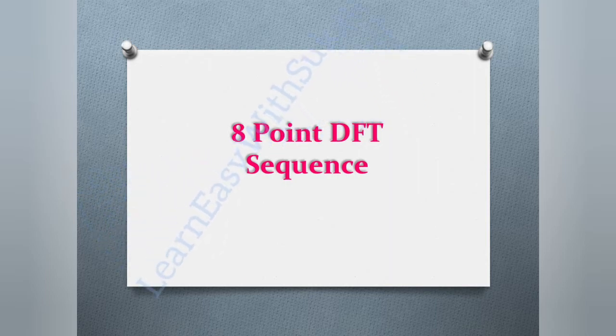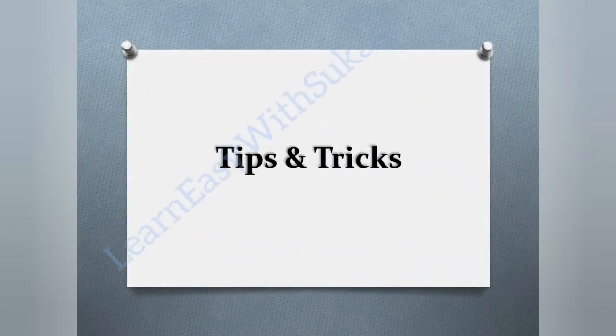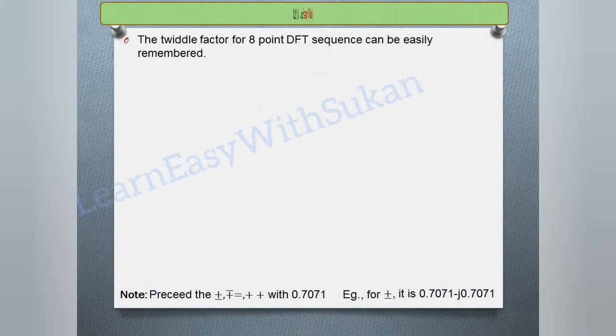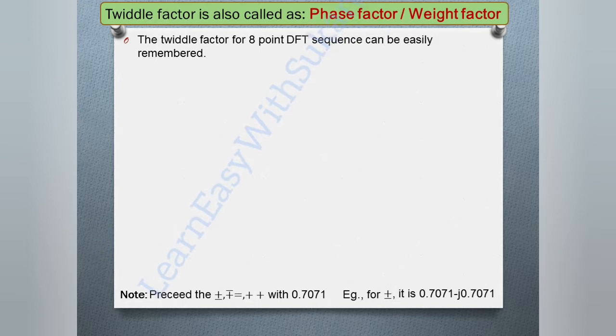Similarly, for this 8-point DFT sequence also, let us see how to remember it easily, because calculating it each and every time is tedious work, as it is an 8 cross 8 matrix. The procedure for calculating the final DFT answer is the same as for the previous 4-point DFT sequence, but let us see how to calculate the WN matrix for an 8-point DFT sequence. So, tips and tricks. To know the exact procedure, please refer to the previous video. The twiddle factor for an 8-point DFT sequence can be easily remembered.